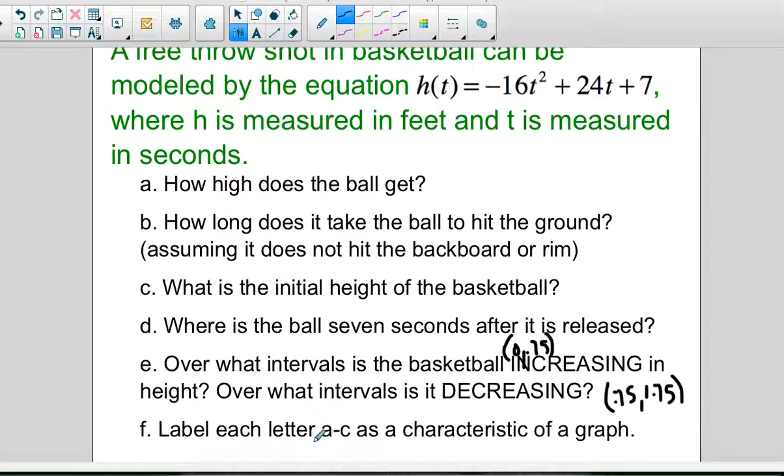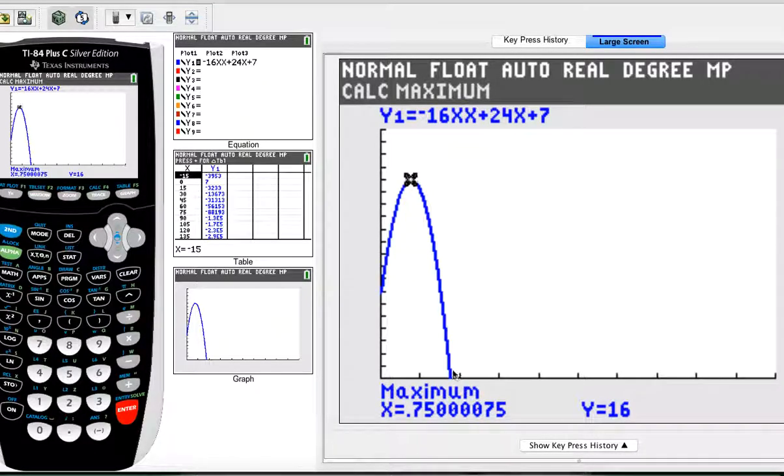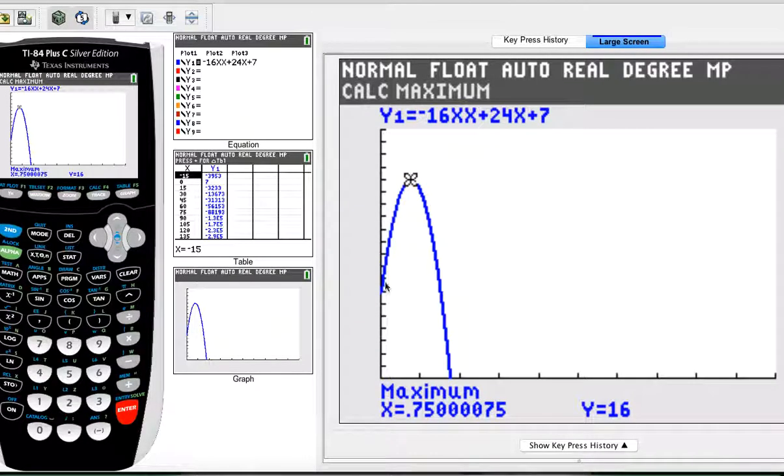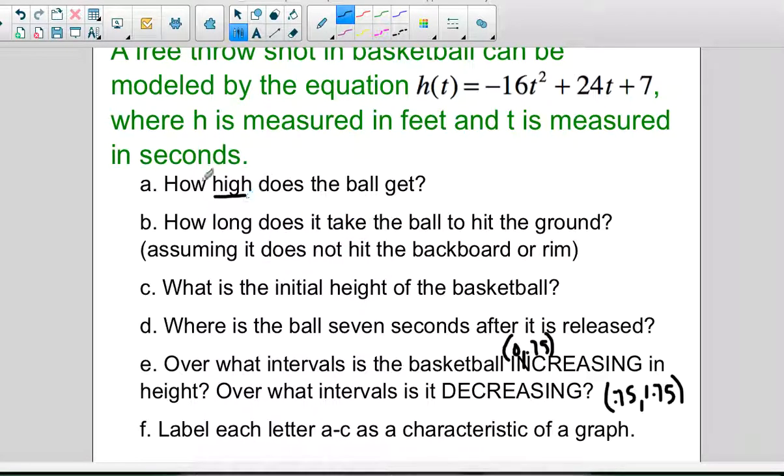And then the last thing is label each of these A, B, and C as a characteristic of a graph, right? And this is a quadratic, so how high does the ball get? That would be the maximum value, if you remember from Unit 2. So we have max value here. You could say vertex, but since it asks for how high, it's only the y-coordinate, so that'd be the max value. How long does the ball take to hit the ground? So what we found here, that was right there, that is what we call an x-intercept, or a 0, or a root. What is the initial height of the basketball, right? That we found is 7 feet, but the initial is right there. That is our y-intercept.